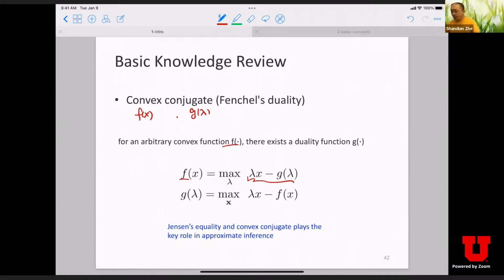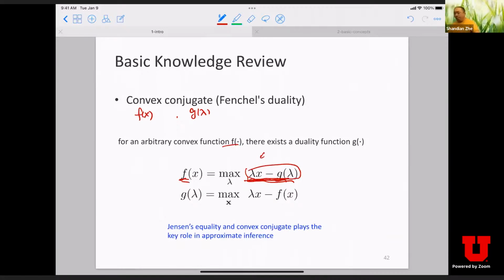In other words, suppose g of lambda is given. Then given any x, if you want to know the value of f of x, you can instead solve this maximization problem in terms of lambda. The maximum of this right-hand side with respect to lambda is f of x. Is the definition clear?